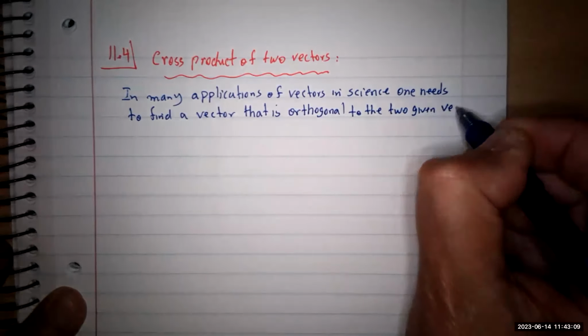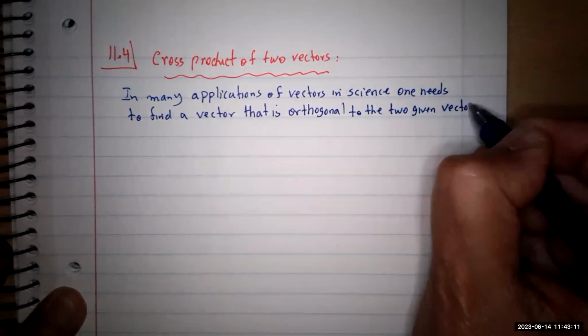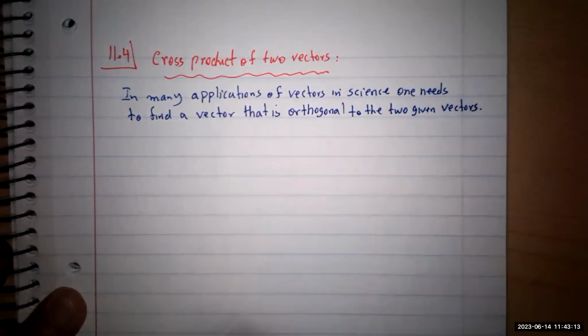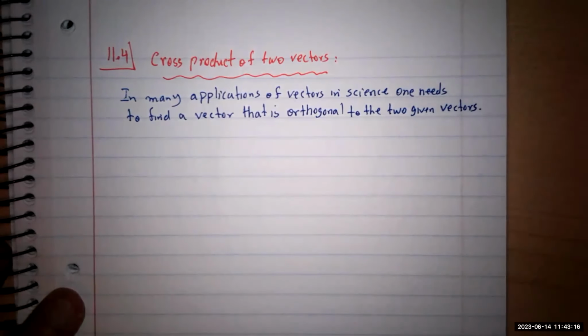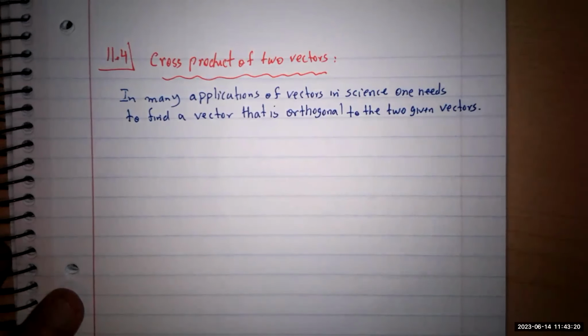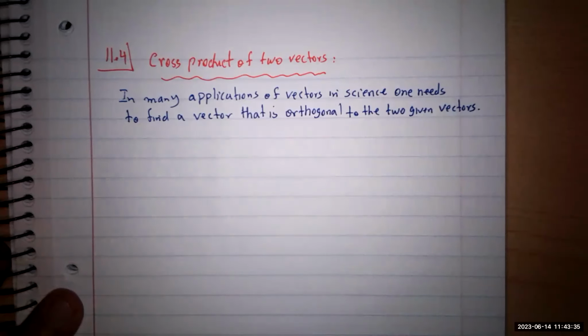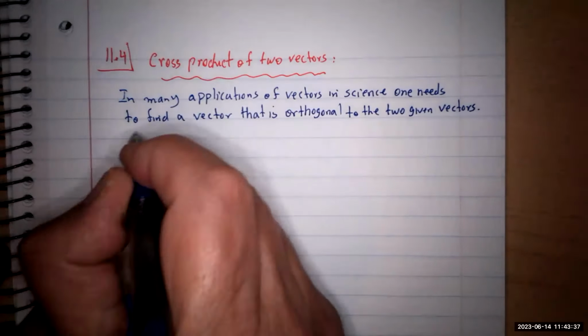Given vectors. Okay, so we have the vectors A and B. We want to find the vector C that is perpendicular to A and perpendicular to B. That's the need. The cross product is the answer to these problems. As soon as two vectors are given, you find A cross B. A cross B is going to be a vector that is perpendicular to A and perpendicular to B.